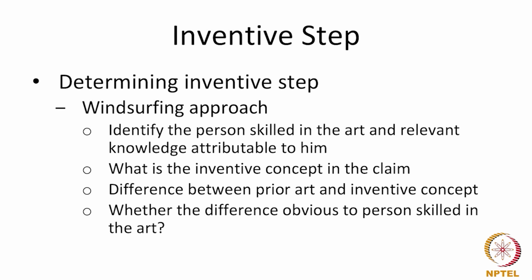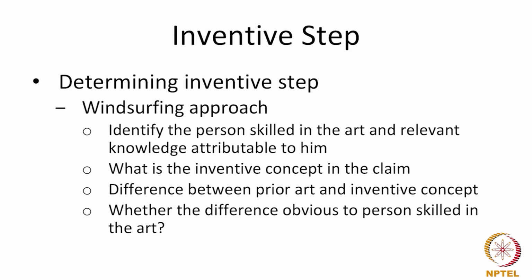2. Identify the inventive concept of the claim in question. What is the inventive concept in the claim? The first step was to identify the person skilled in the art and the knowledge attributable to him. Now, you come to the patent application and look at the claim and try to understand what is the inventive concept in the claim. What is it that the claim covers for which protection is claimed, the inventive concept.